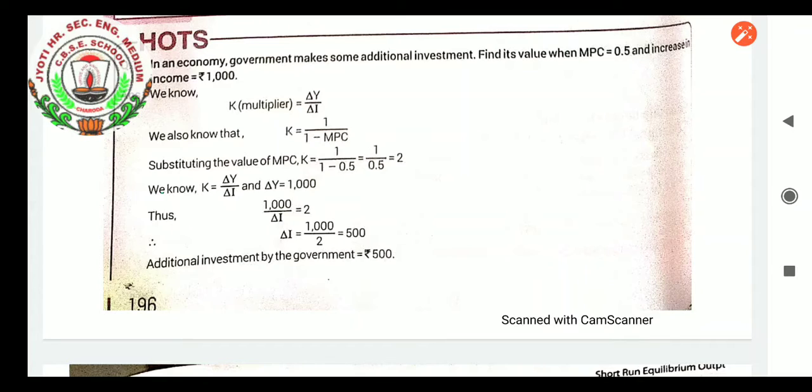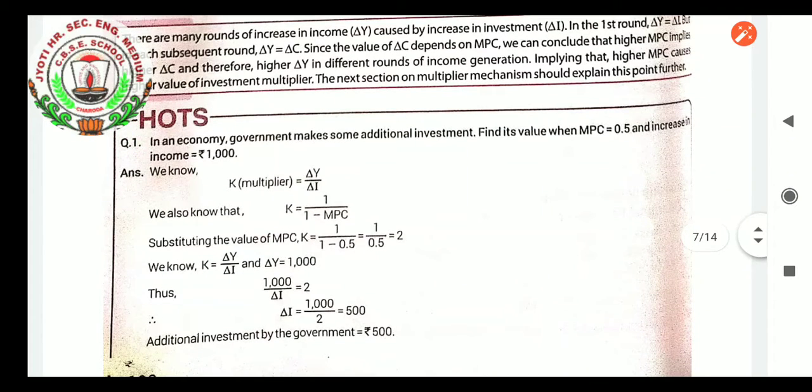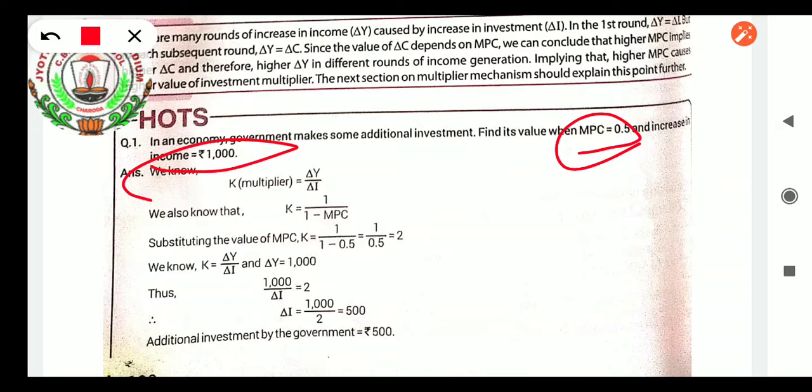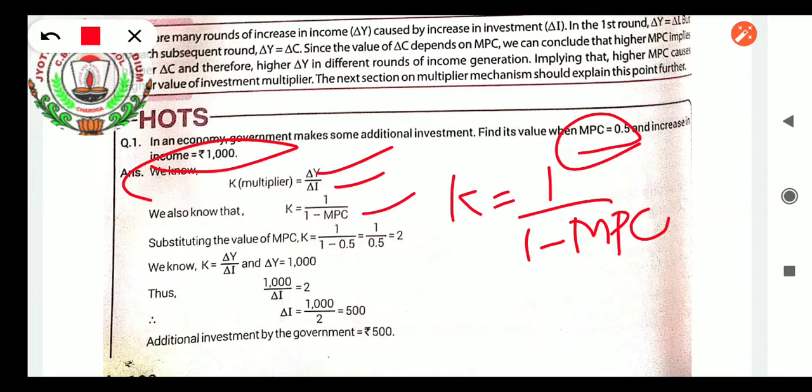First of all, what do we have to write? Given values. What are the given values? Government makes some additional investment. Find its value when MPC equals 0.5 and increase in income is 1000. Means we have to take the multiplier. The multiplier formula is change in Y upon change in I, but I is not given here. Change in Y is given, MPC is given. Can't we take it? Yes, we can, with the formula K equals 1 upon 1 minus MPC. By this formula we can get the investment multiplier. Substituting 1 minus 0.5, we get 2 as the answer.